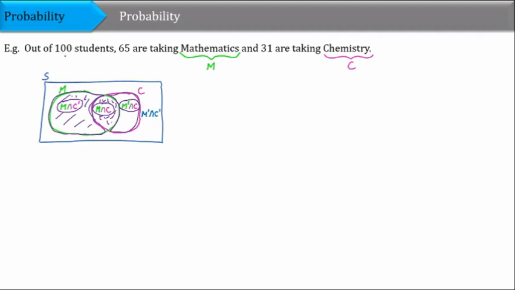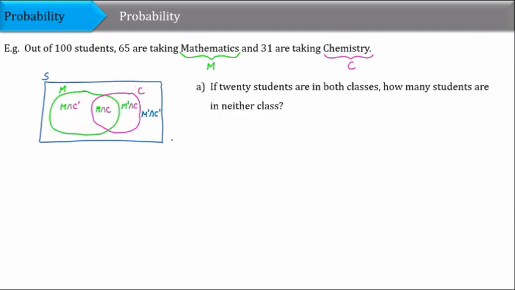Now we have 100 students in total, and of course there are students outside of this event, right? So students outside of the mathematics and the chemistry groups will probably be doing something else. So the students that are outside of here are the students who are not in mathematics and also not in chemistry. The primes denote the complement of the events, so not mathematics and not chemistry.